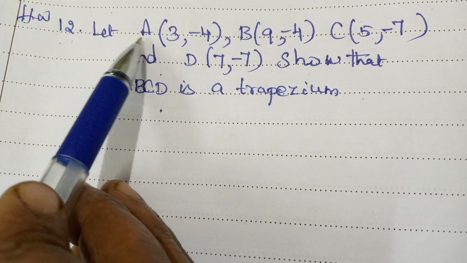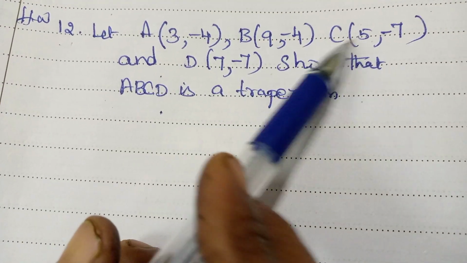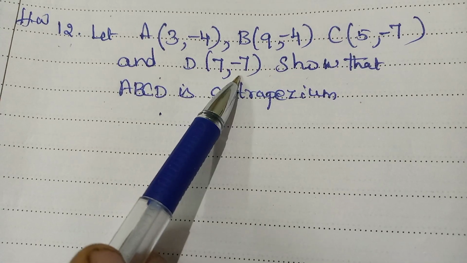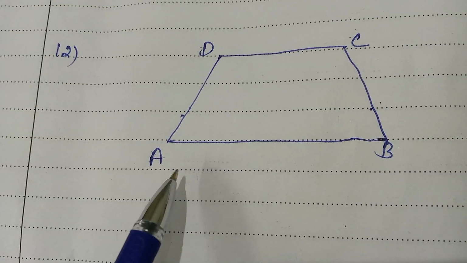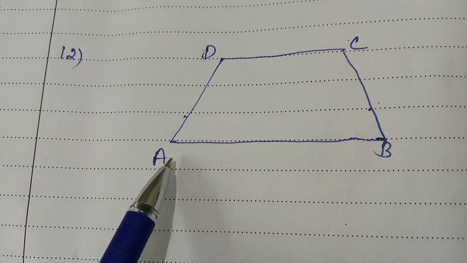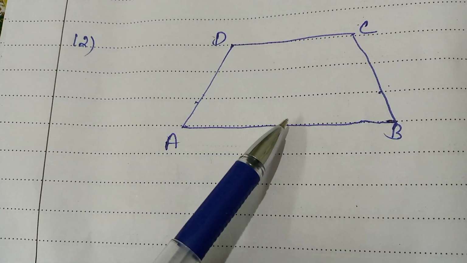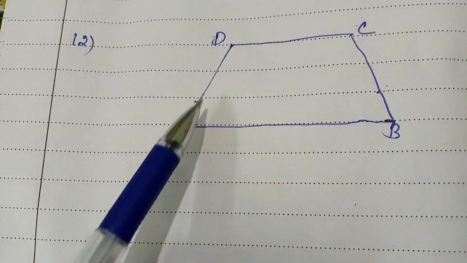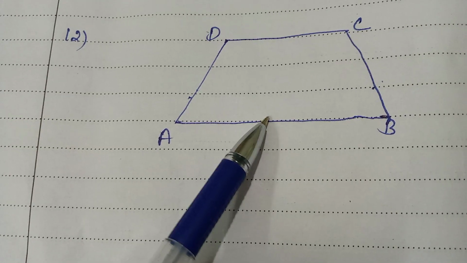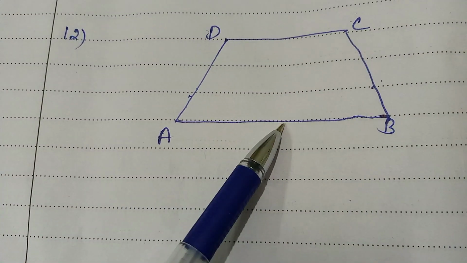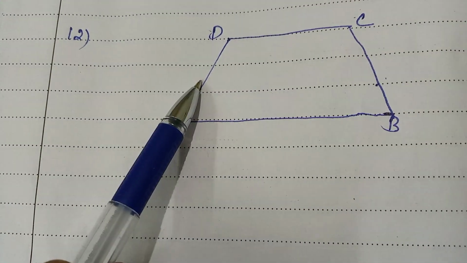A of 3, -4, B of 9, -4, C of 5, -7 and D of 7, -7. Show that ABCD is a trapezium. See the diagram, students. Draw the diagram roughly. So ABCD, name it. We know that a trapezium is also a closed figure made by 4 line segments. It can be said to be a quadrilateral. Here trapezium in the sense any one pair of sides will be parallel. Now AB and CD are parallel sides. BC and AD are not parallel.